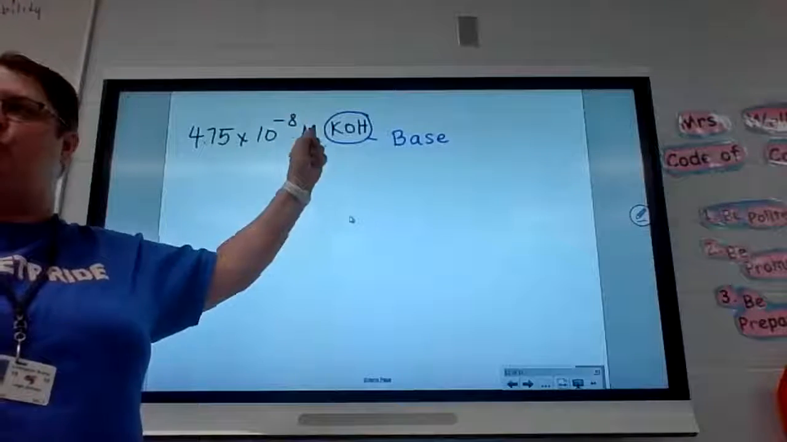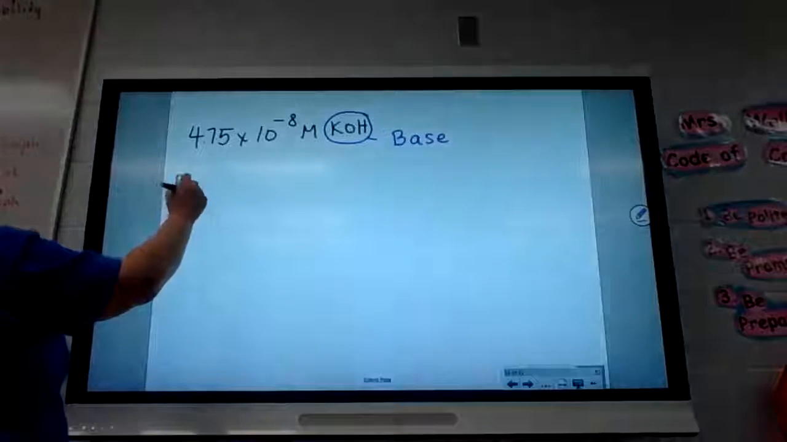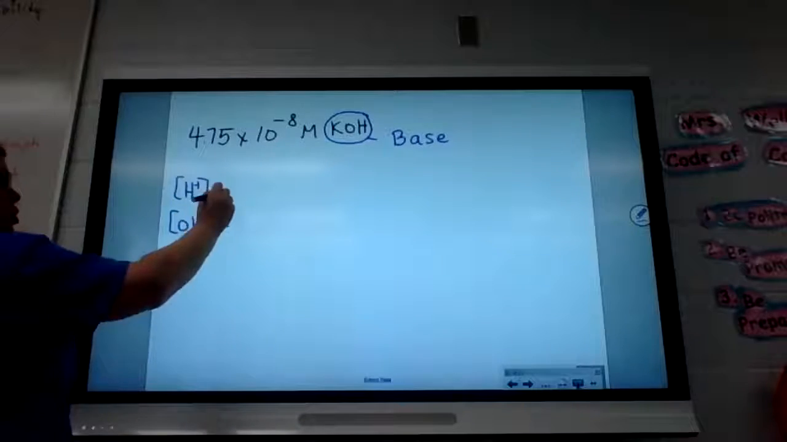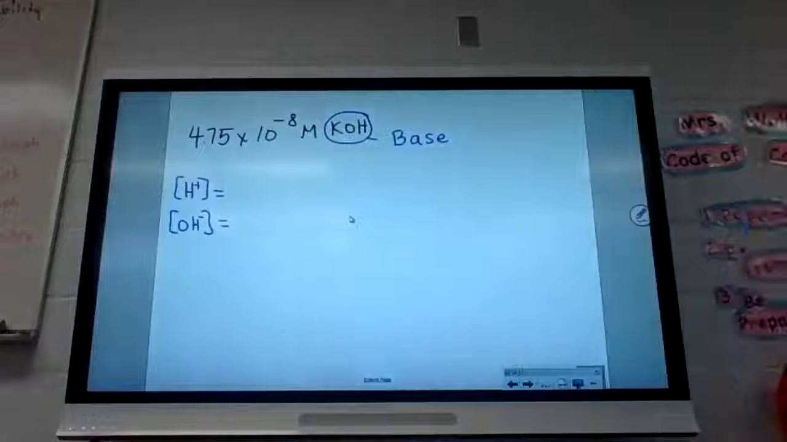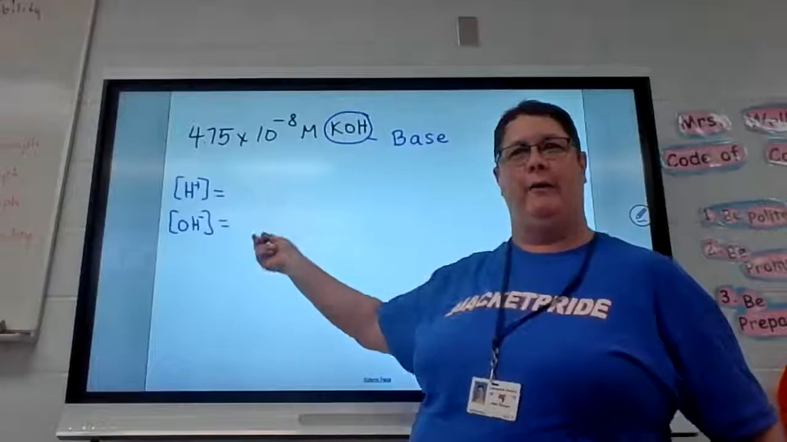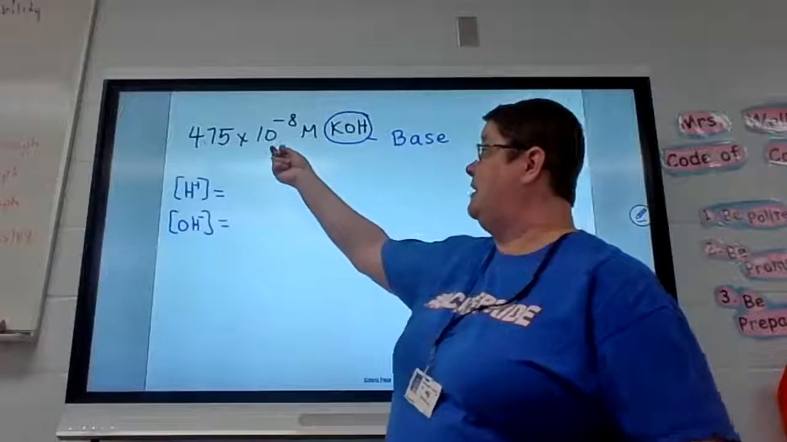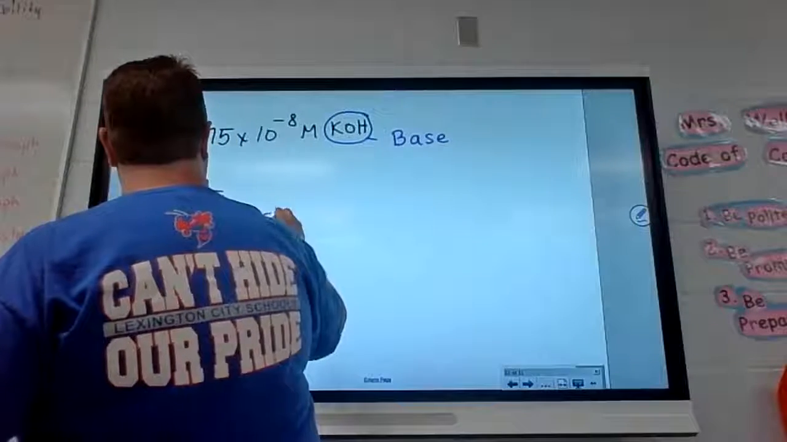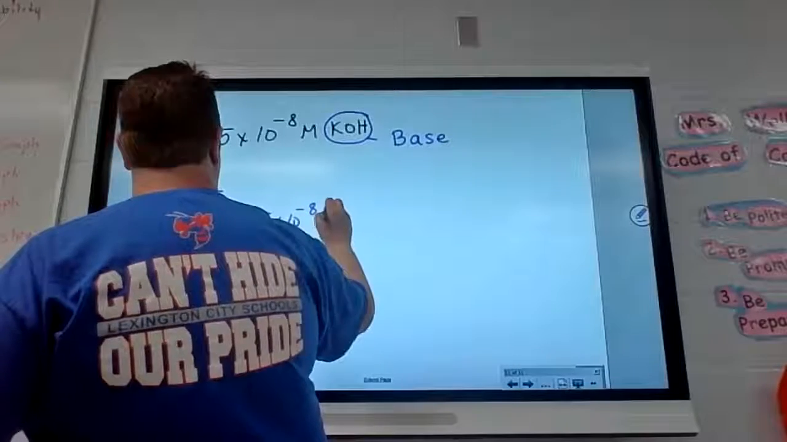So which ion do we know? Because again, you have to know one of these two. It has to be given. You cannot go into the question and neither of those things be given to you. One of them is always given. So you have either H plus or you have OH. The only question is, which one do you have? If you know that this is a base, which one of these two is the base ion? OH. So that means this number is OH. So you have 4.75 times 10 to the negative 8 for OH.